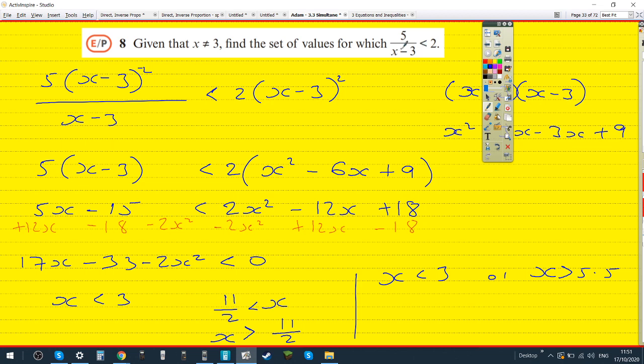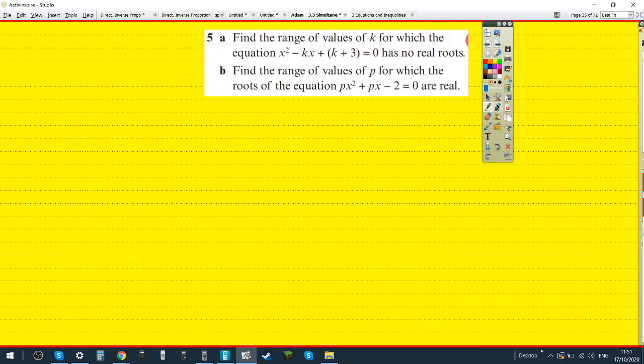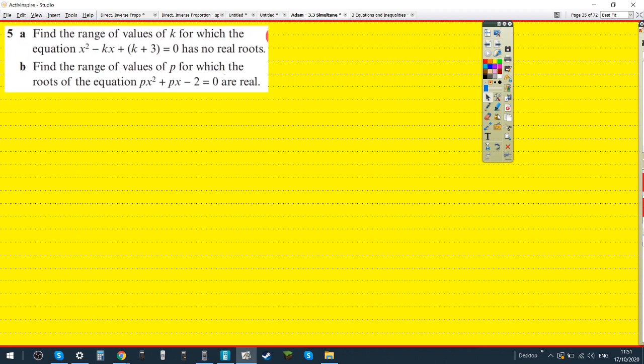Okay, so this one we had to multiply both sides by x minus 3 squared, which is just the square of the denominator. Okay, any questions about that one? No. So that's a tricky one. We got the answer. Okay, this is a good one.